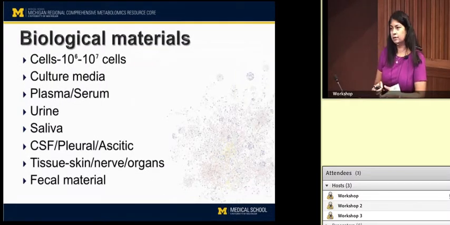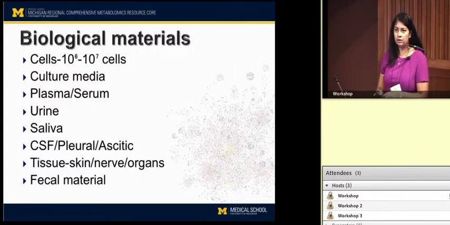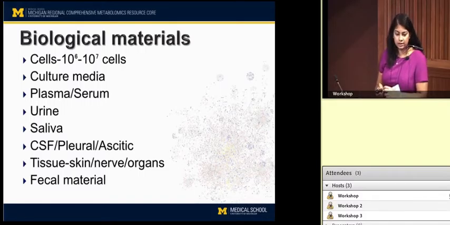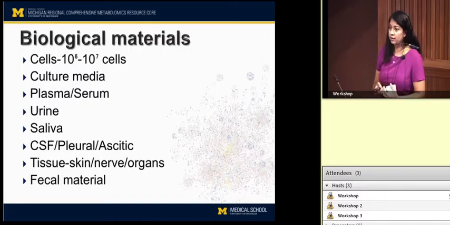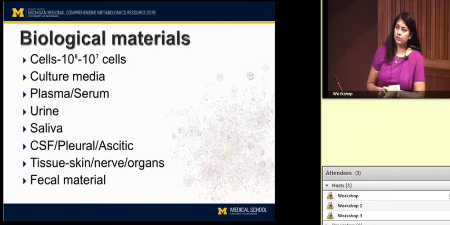So there are varied biological materials that we can work with. With the cell system, we typically require 1 million or 10 million cells per plate to get you a good answer. We can also assess the culture media. For animal and human systems, we can assay the plasma, serum, urine, saliva, CSF, pleural fluid, ascitic fluid, tissues like skin, nerve, and various organs. And now that we are looking at the metabolome as a composite of microbial metabolome as well, fecal material, which contributes a lot to the human metabolome, can also be assessed.